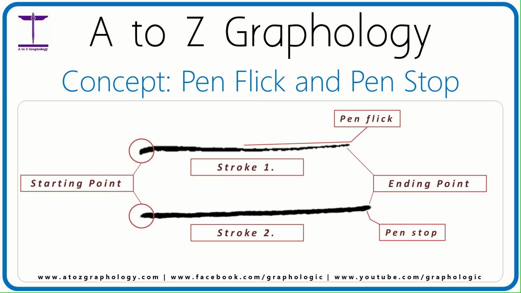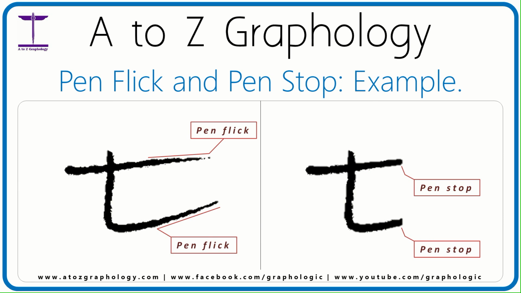Let us have an example to understand this topic better. The letter T in the English alphabet, written over here, has the same formations on the left and on the right. The T written on the left has pen flicks and the T written on the right has pen stop. Whatever the thought process behind the letter T is the same, but the end result or the finality of these thought processes will be quite different.